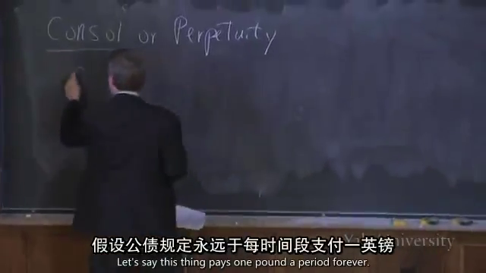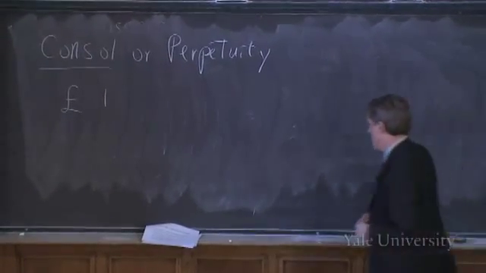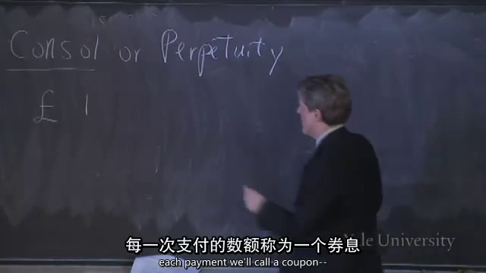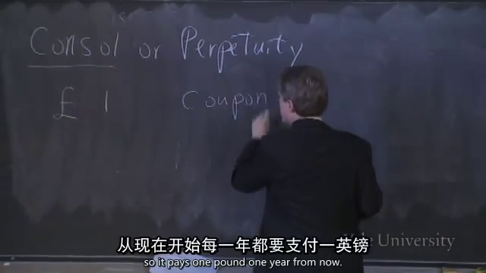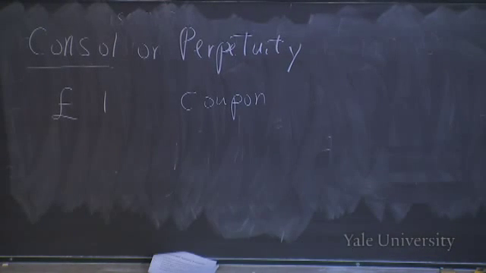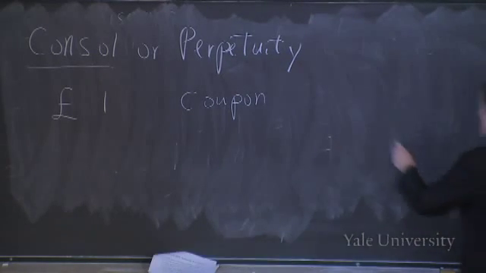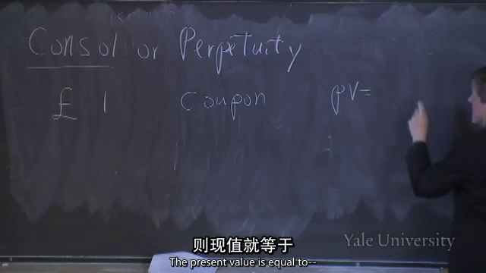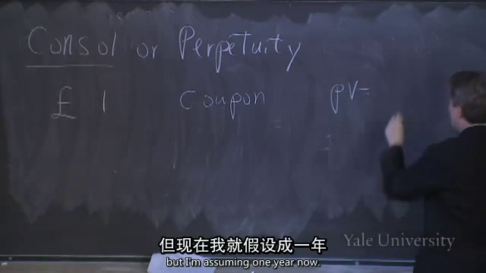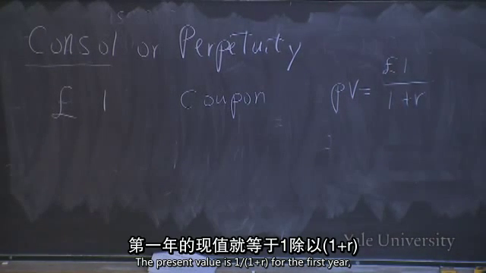So let's say this thing pays £1 a period forever, okay? What is the present value of that? Well, each payment we'll call a coupon, okay? So it pays £1 1 year from now. Let's say it's 1 year, just to simplify things. It pays another £1 2 years from now. It pays another £1 3 years from now. The present value is equal to, remember, it starts 1 year from now under this assumption. We could do it differently, but I'm assuming 1 year from now. So the present value is 1 over 1 plus r. It's £1 over 1 plus r for the first year, right?